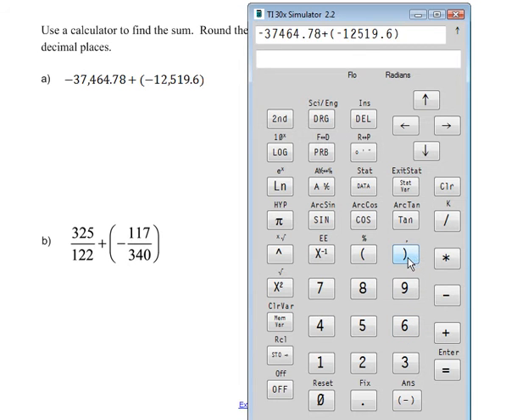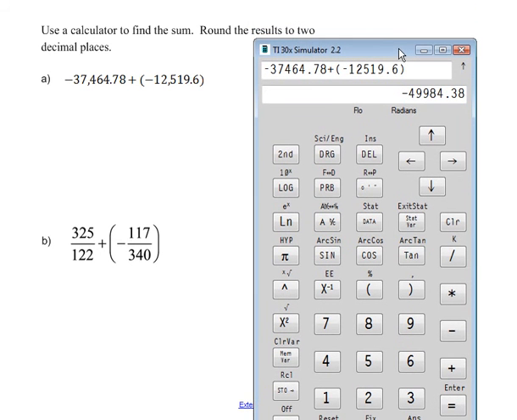Because we opened the parentheses, we want to be sure to close them. And so our answer here is going to be negative 49,984, and then we have 0.38. Now notice that the directions ask us to round to 2 decimal places. Well, our answer actually came out to 2 decimal places. So in this one, we aren't even going to have to do any rounding. So we're going to go ahead and jot down our final answer here.